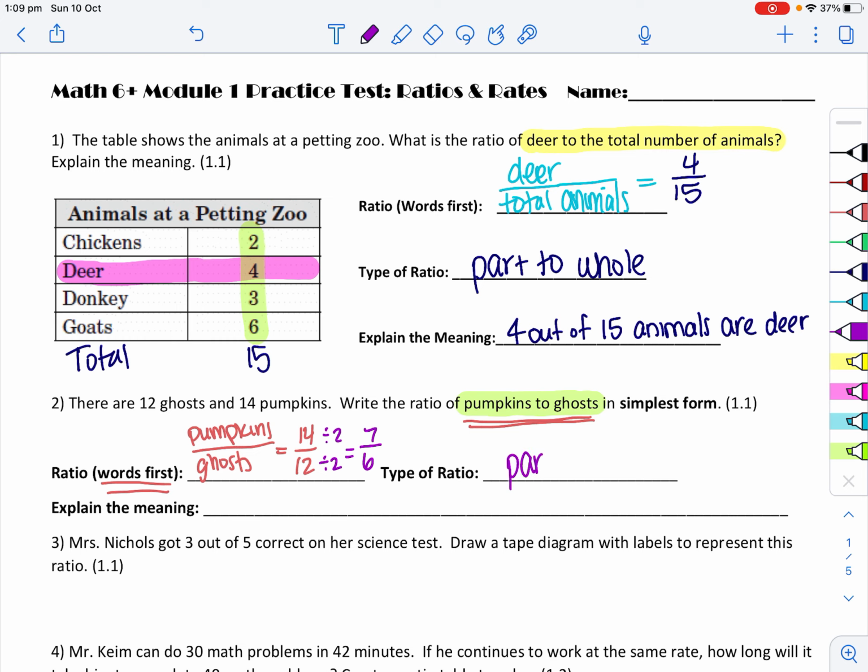This is a part-to-part ratio because I'm describing a comparison of two different parts. There is no mention of a total number of objects. So to explain the meaning, I'm going to say for every 7 pumpkins, there are 6 ghosts. So the meanings are a little bit different depending on part to part or part to whole.